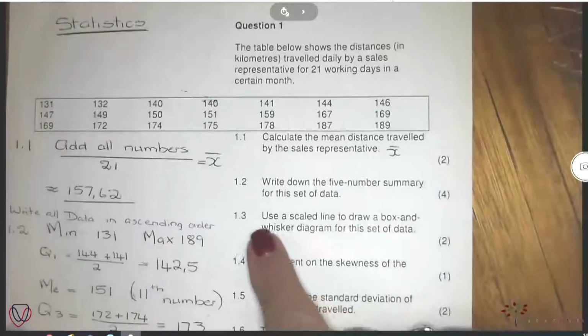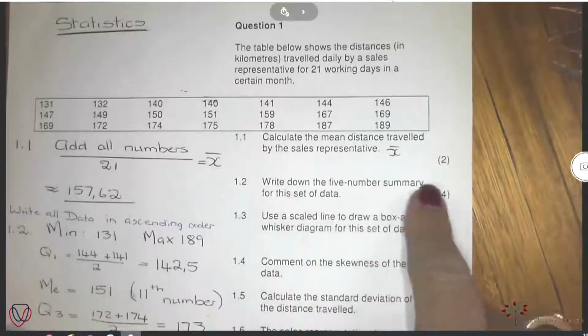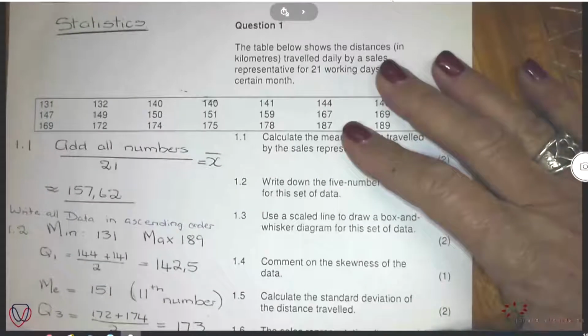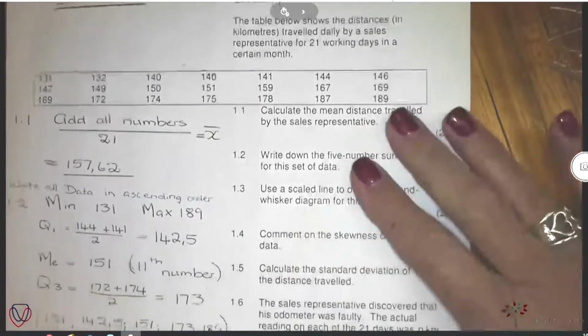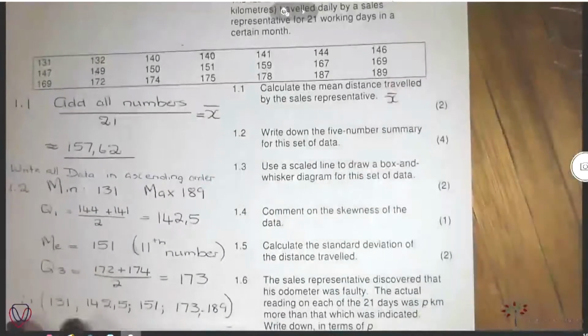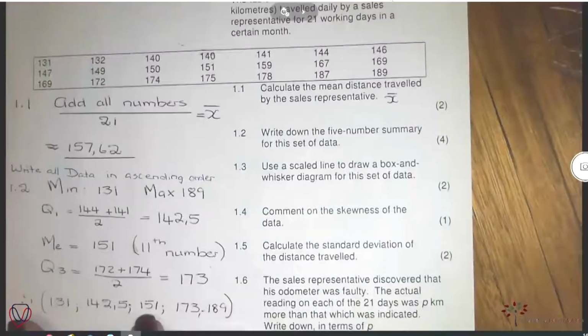Now, what did they say? Write down the 5-number summary for this set of data. That was the only question. And there's your 5-number summary: lowest, highest, Q1, median, Q3. Let me just go up. There it is: lowest, highest, middle, Q1, Q3.